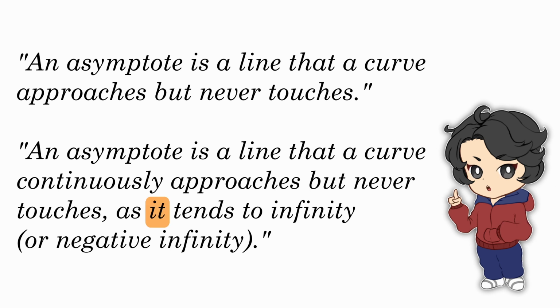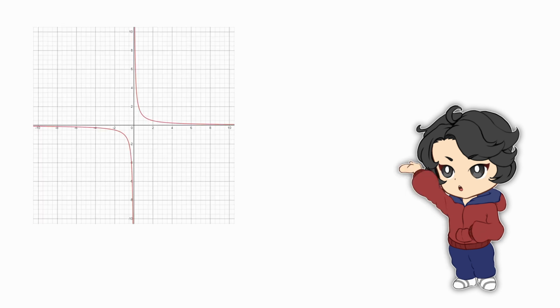That it refers to the curve which lies in 2D space, meaning we're considering the tendency of both x and y approaching infinity. Here, for the graph of y equals 1 by x, we see that the curve approaches y equals 0, which is the x-axis, as x tends to infinity. Similarly, we also see that the curve approaches x equals 0 as y tends to infinity. This also applies in the negative direction.